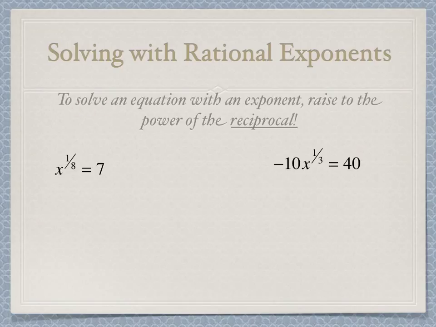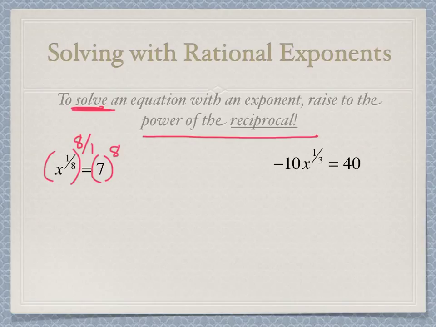Anytime you're solving, and solving is kind of your key word, you're working backwards. You're doing the opposite of everything. So in this case, the opposite would be raising to the power of the reciprocal. And remember, reciprocal is when you flip the fraction over. So here, to get rid of the power of 1/8, I want to raise this to the power of the reciprocal of 1/8, which is really 8 over 1. Well, 8 over 1 is really just 8, so all I'm doing is 7 to the power of 8.